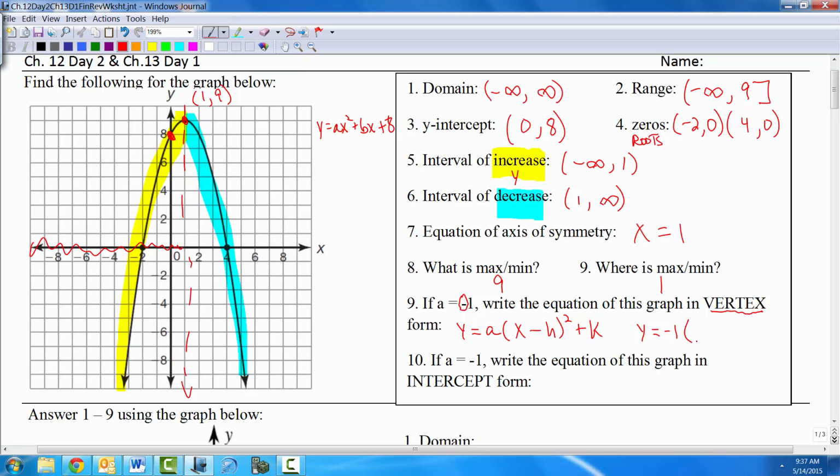It'd be tough to kind of find it. We could do some other stuff. I'm not going to get into it. What you should know is how to fill in these, and that's really the key idea. So if 1 is the x-coordinate of the vertex, then it's x minus 1.